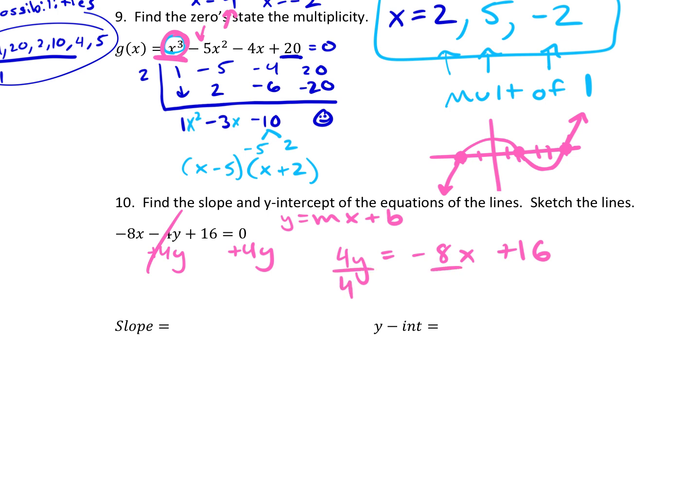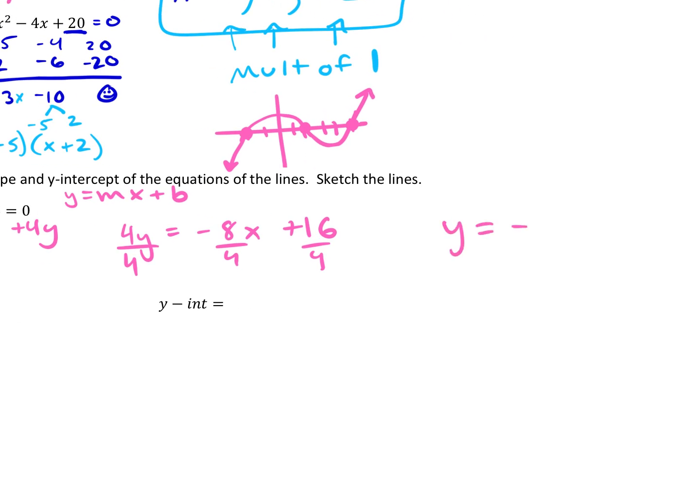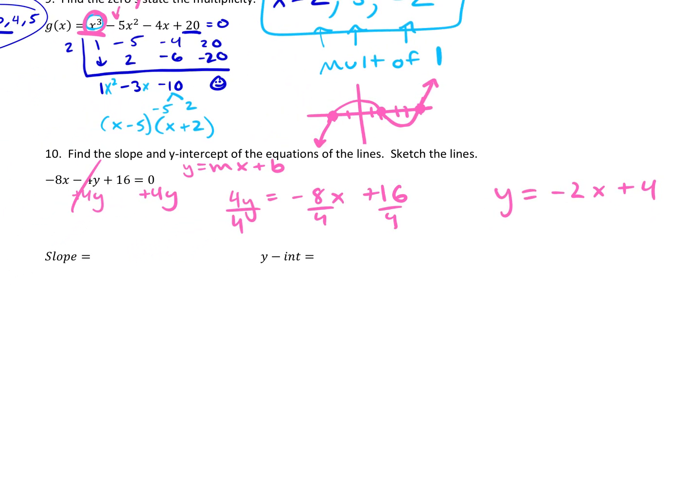Then we want to divide everything by 4. So y is equal to -2x plus 4. So what's our slope? And what's the y-intercept? 4. Awesome. -2 is our slope, 4 is the y-intercept.